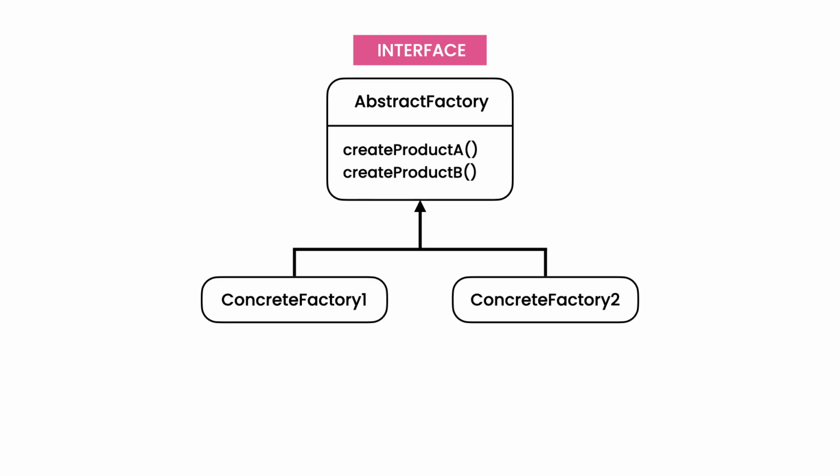Now here's the classic structure of this pattern. We have an abstract factory with methods for creating different kinds of products. All these products are in the same family. Once we have this interface, we can create various implementations of it like concrete factory 1 and concrete factory 2. So this is the abstract factory pattern. Next, we're going to implement it in code.